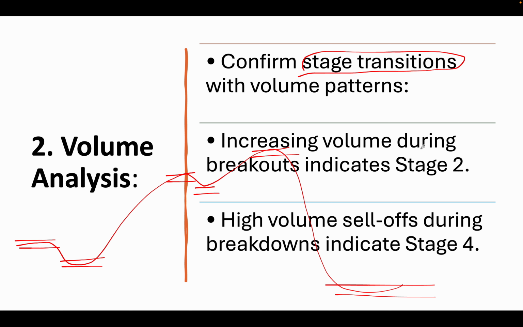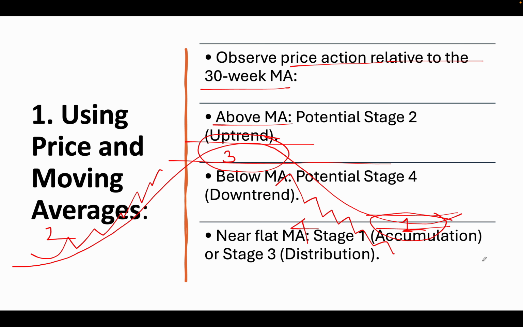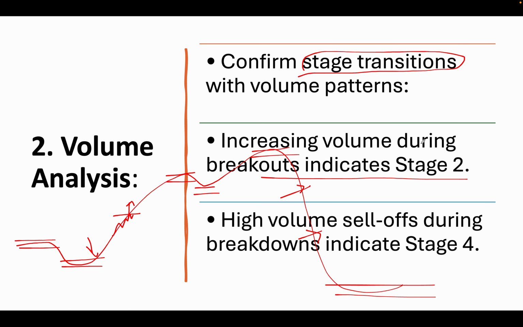Increase in the volume during breakouts indicates stage 2. So here you will have a volume increase, maybe here also. Whenever there is a breakout, there is increase in the volume. Okay, and during stage 4 here there will be huge volumes on the selling. So this is how you can use volume for the confirmation of the stages. So confirm stages with moving average and with the volume.